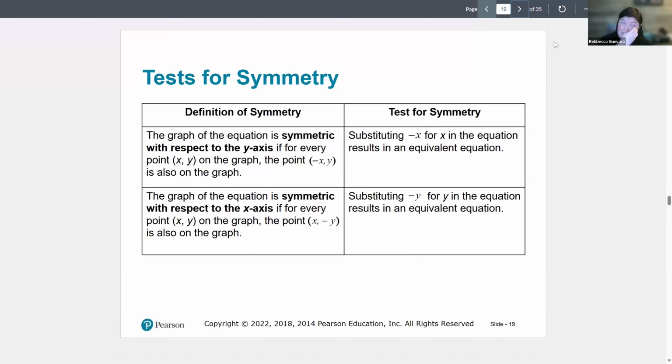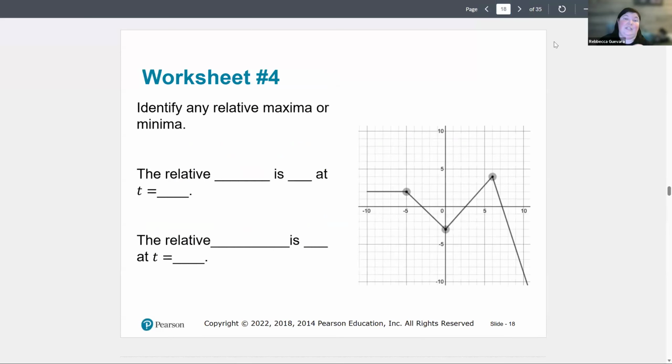And then one more time, right here, we're going to identify any relative minimum or maximum. You're going to tell me the function value. So the relative minimum or maximum is the function value at, so we're assuming this is t again, this could be x. But when we're talking about that location, we're talking about your independent variable.